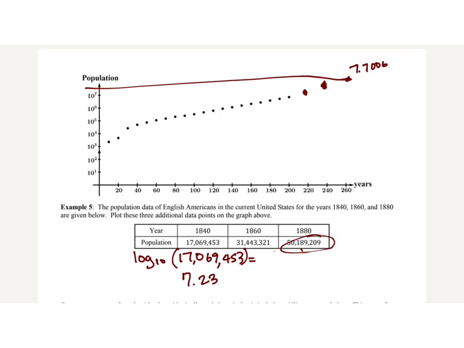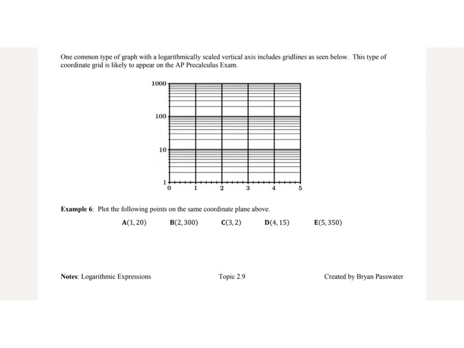Okay. The last thing we're going to look at here is called, what is this called again? Semi-log plot. I forgot. Semi-log plot. It says one common type of graph with logarithmically scaled vertical axis includes grid lines as shown. This type of coordinate grid is likely to appear on the AP Pre-Cal exam. Okay, so I want you to look at this diagram, look at this graph, think, and then let's see if we can come to an agreement here.